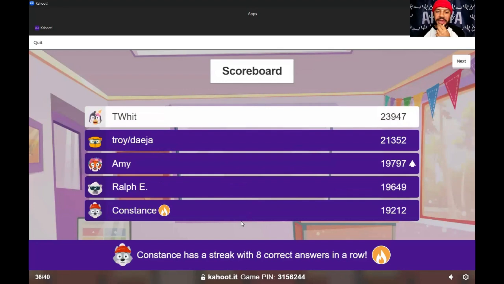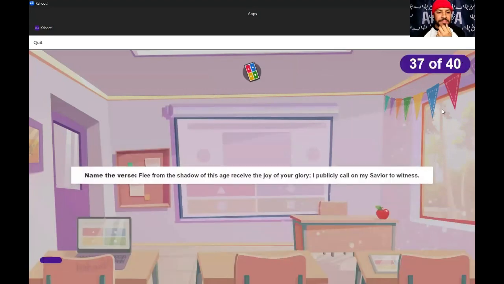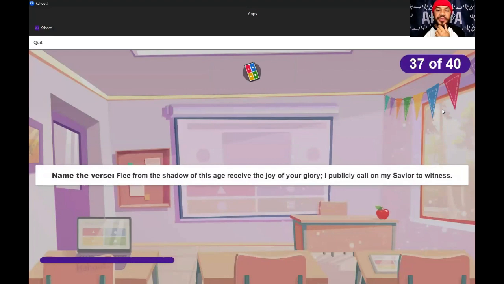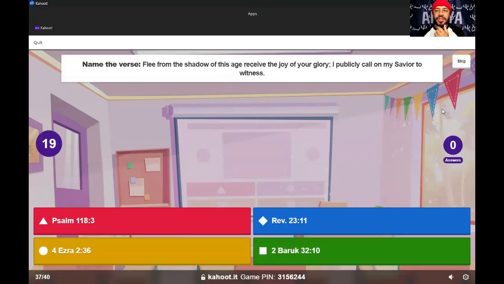Woo, here we go. Getting in the nitty gritty. 37. Name the verse. Flee from the shadow of this age. Receive the joy of your glory. I publicly call on my Savior to witness. Red, Psalms 118. Blue, Revelation 23. Yellow, 4th Ezra, chapter 2. Green, 2nd Baruch, 32.